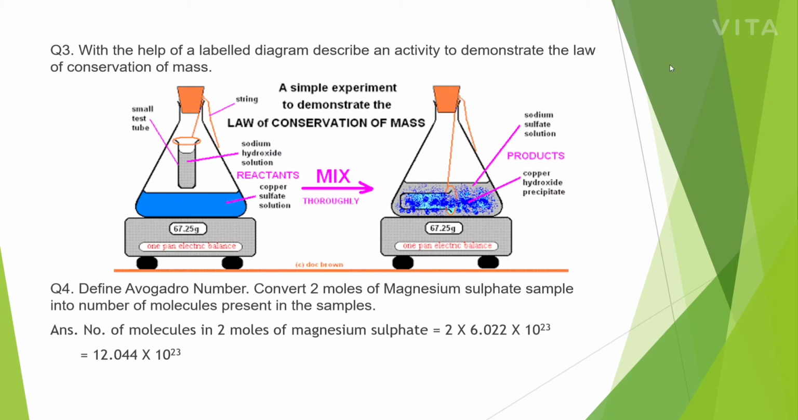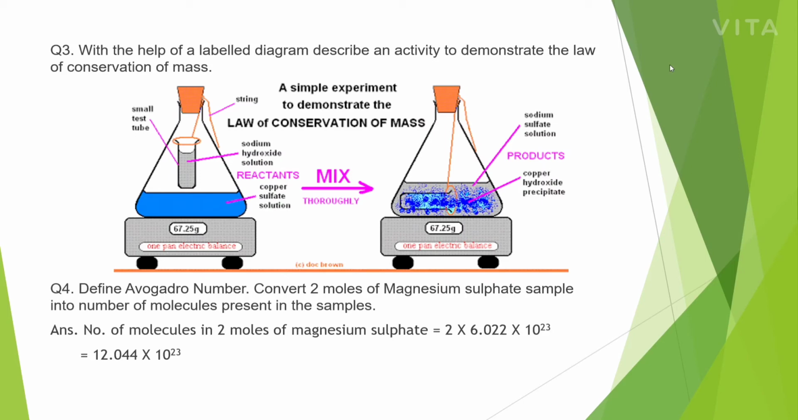Now to find the number of molecules in 2 moles of magnesium sulfate, we will multiply 2 with the Avogadro number, that is 6.022 into 10 to the power 23. So it will give us 12.044 into 10 to the power 23. So these number of molecules will be there in 2 moles of magnesium sulfate.